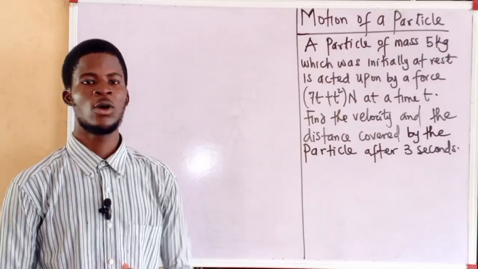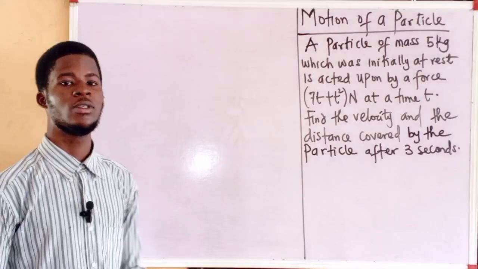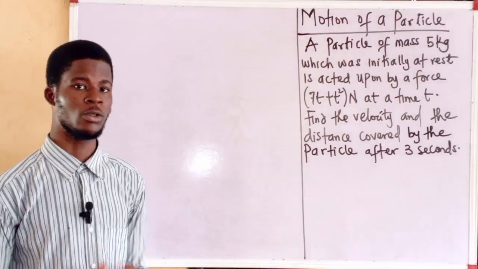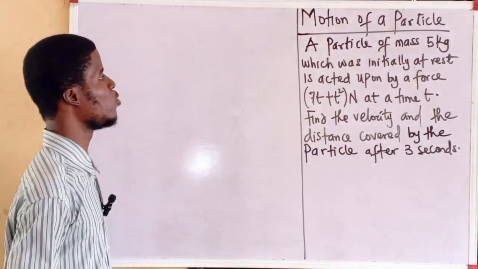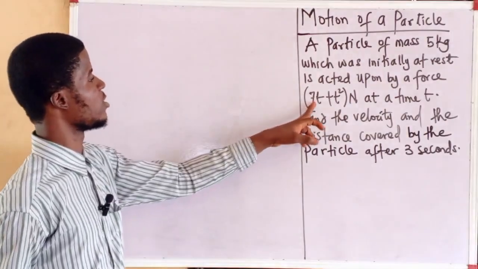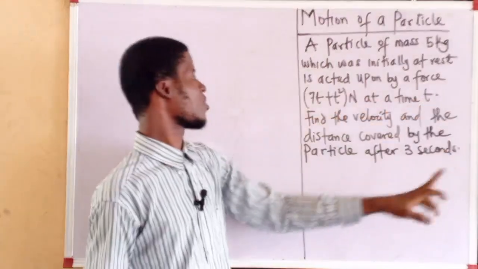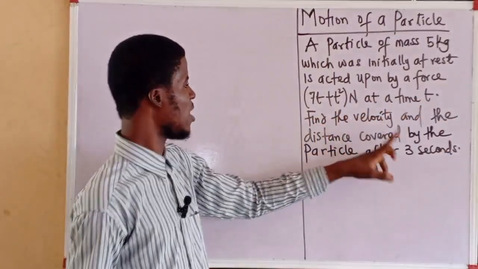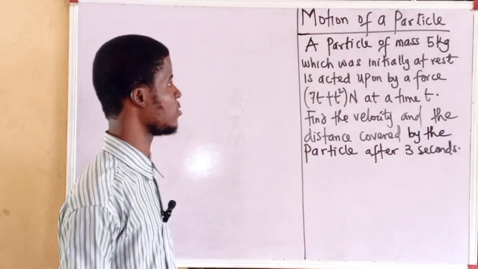In this video, we're going to solve this problem on motion of a particle using Newton's second law of motion. A particle of mass 5 kg, which was initially at rest, is acted upon by a force 7t plus t squared newtons at the time t. We have to find the velocity and the distance covered by the particle after 3 seconds.